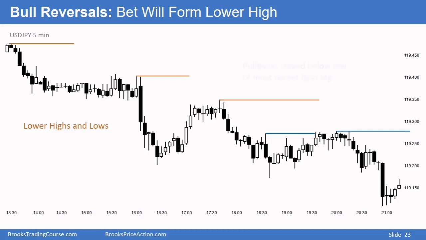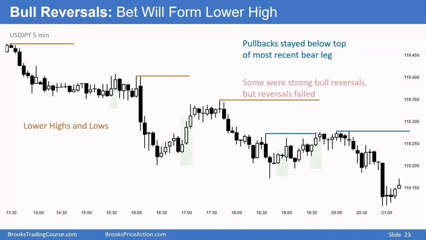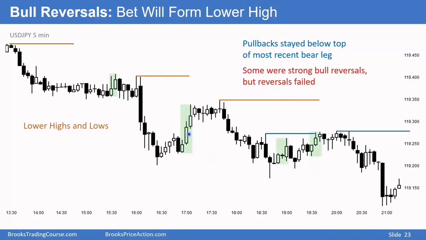However, usually the bear trend resumes before the market gets above a major lower high like this or like that. Even though the market rallied up strongly, especially here, in many attempts to reverse up, every rally resulted in a lower high. So it's still a bear channel. And traders will look to sell the reversal down.